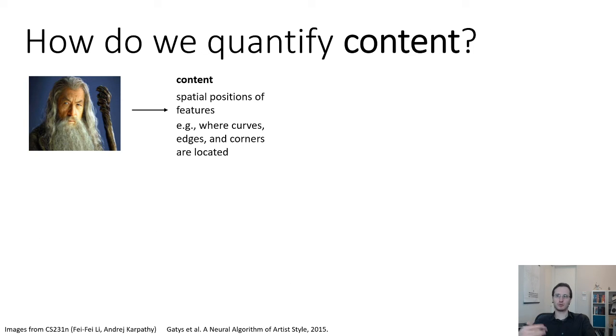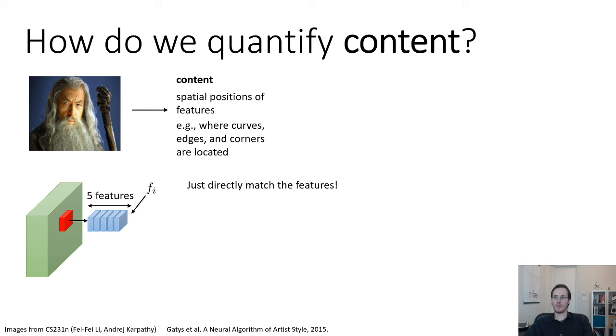Okay, so now to instantiate this, we have to just design an objective for content. And content in some ways should be the opposite. It should mainly focus on preserving spatial positions, like where those features are located, instead of looking at relationships between features. So it turns out that a very simple way to quantify content is to just match the features in the content image.